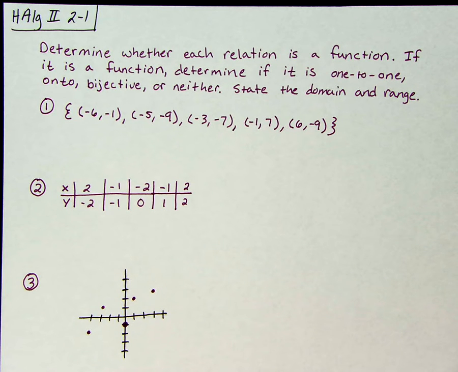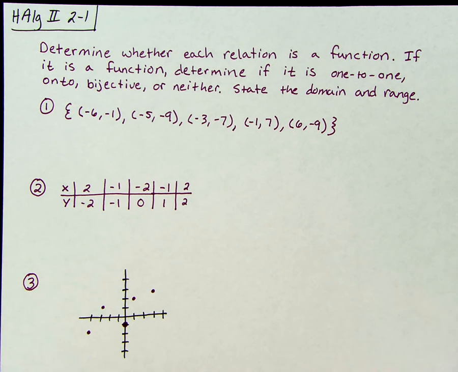All right, this next part of the lesson, we're going to do some examples for determining whether a relation is a function, and if it is a function, to decide if it's one-to-one, onto, bijective, or none of those, neither of those. And then we're also going to state the domain and range. So first thing, let's start with deciding if it's going to be a function.